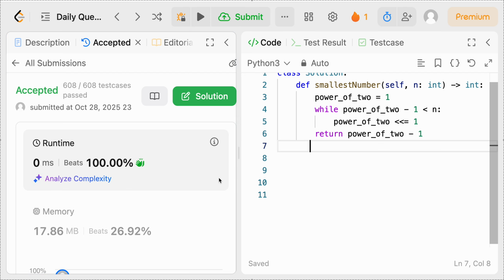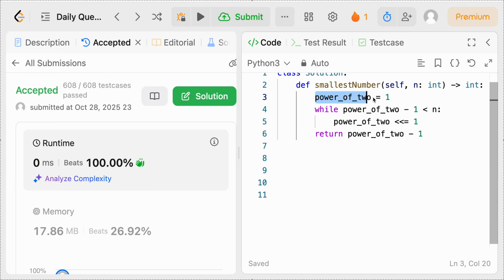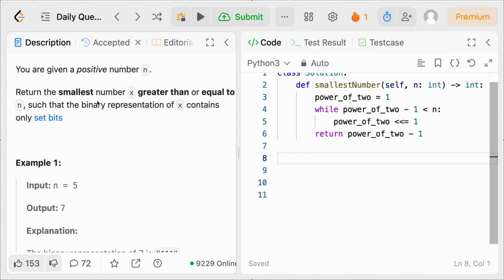So as a whole, how are we really solving this problem? Effectively, we're just starting from 2 to the 0, which is essentially just 1, as our initial value. And in this while loop we're checking, while 2 to the k minus 1 is still less than n, we're going to keep doubling our power of 2 repeatedly. We'll keep checking at each iteration if 2 to the k minus 1 is large enough to be valid according to the problem statement of being at least n, right? And once we find the smallest k such that 2 to the k minus 1 is greater than or equal to n, we then return that value of 2 to the k minus 1 as our answer, our x value, right?